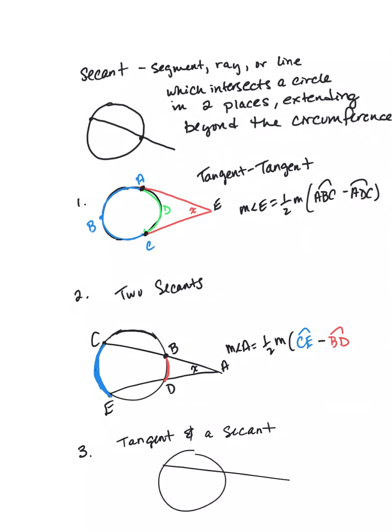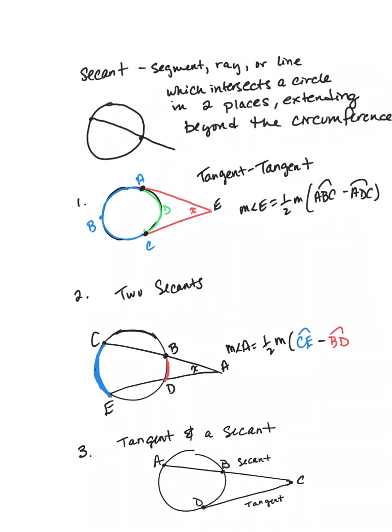So we have some secant, and then we have a tangent. So it's just going to touch the circle in one place here. Okay, so this is a tangent. This is a secant. Okay, let's call this A, B, C. And we'll call this D.